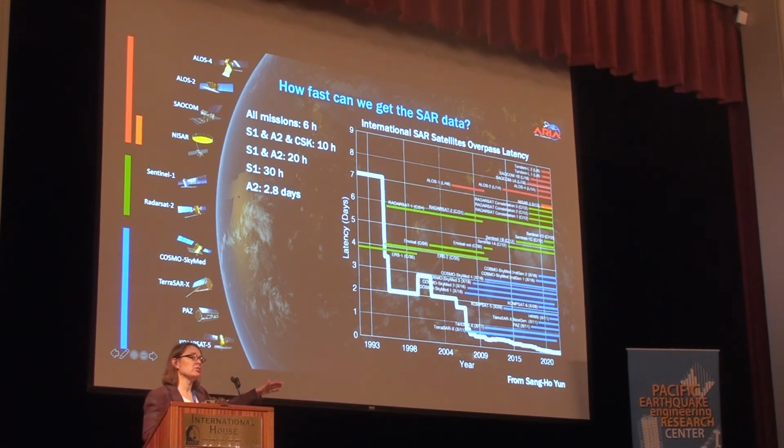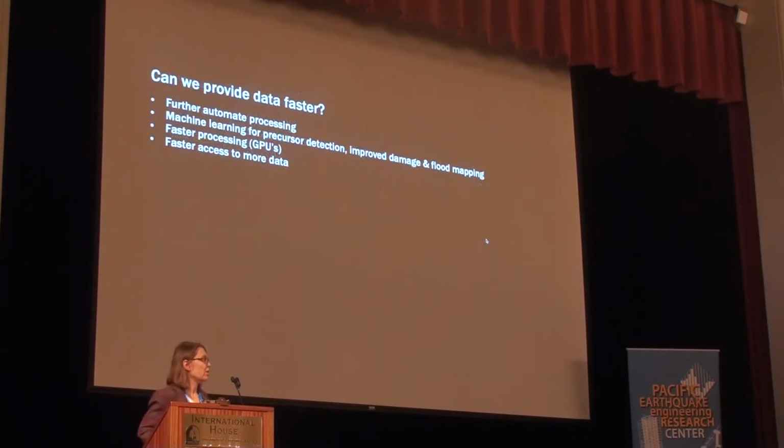As more of these satellites are launched and as more data becomes free and openly available from these satellites, the wait time will go down, and we can look to a future where it's going to be expected that there will be an overpass within 24 hours. And so we should be prepared for that with our automated processing.